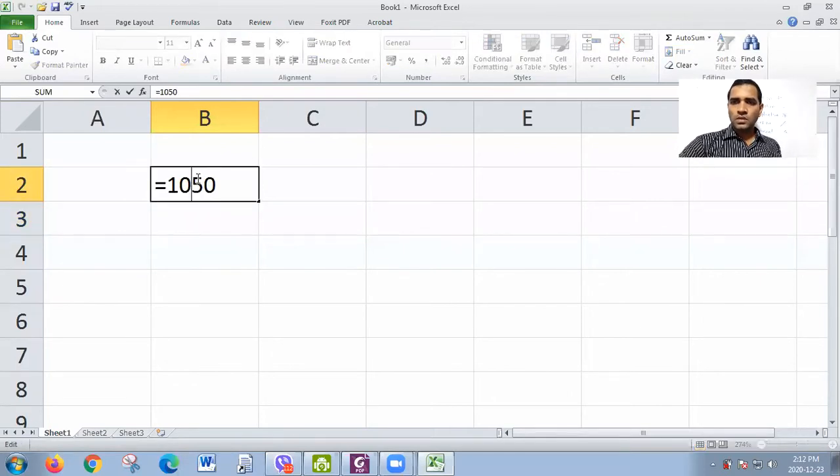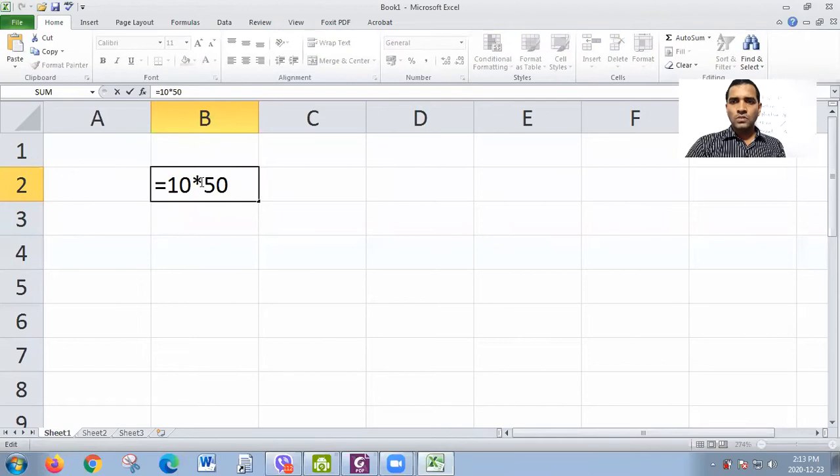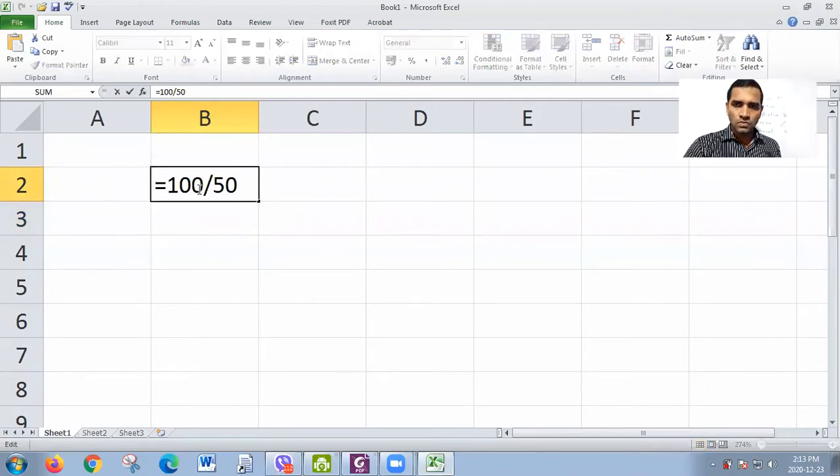Let's use this one, asterisk. This is multiplication. So 10 multiplied by 50, right? So let's press the enter key. So it is 500. So it indicates that it is multiplication. Okay. Even you can use the division symbol. This is division. So let me put 100 there in order to get a round figure. Right. So here 100 divided by 50. Press the enter key. It shows 2 because it's a division, right? So it is okay.